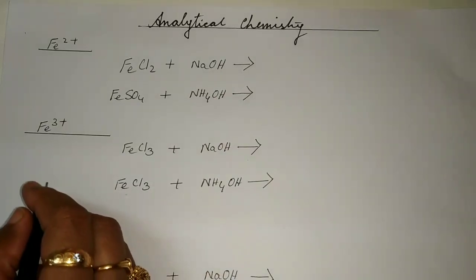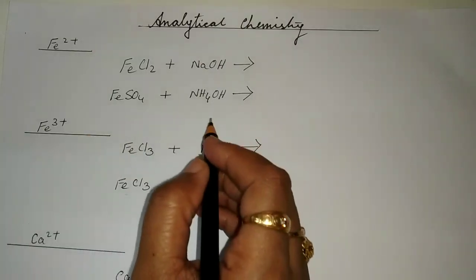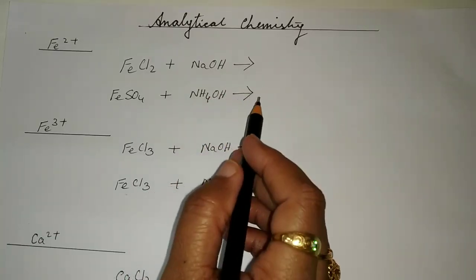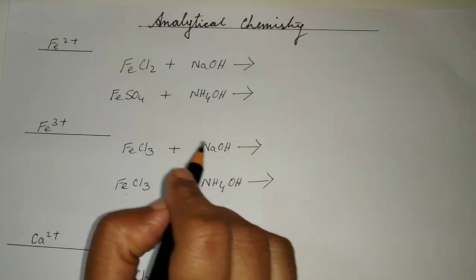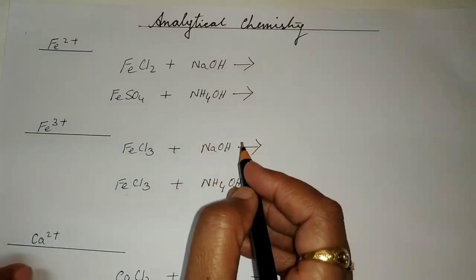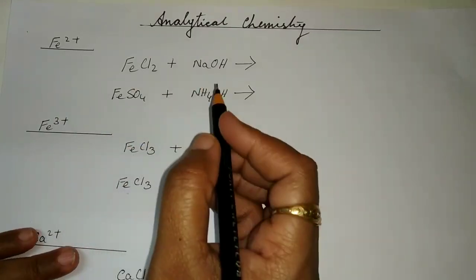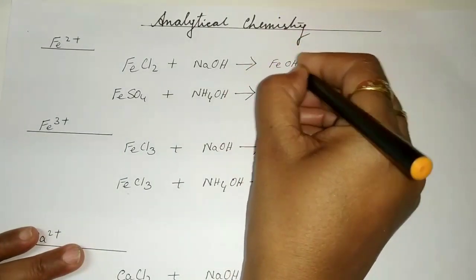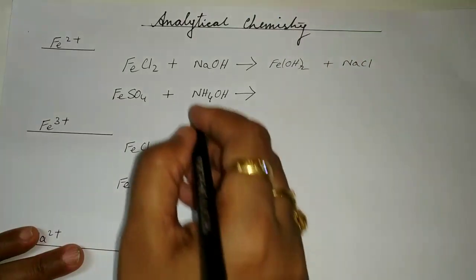The next salt that we take is a ferrous salt. Ferrous salt with sodium hydroxide and ammonium hydroxide in drops will give you a precipitate, that is dirty green precipitate, and is insoluble in the excess of sodium hydroxide as well as ammonium hydroxide. Let's see. So we have ferrous chloride plus sodium hydroxide, precipitation reaction as it goes. So let's write, it is Fe(OH)2 ferrous plus sodium chloride. Let's balance it.